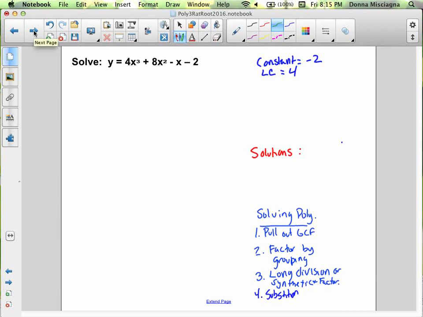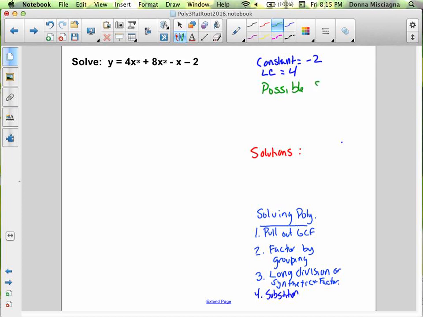All right, so let's look at our choices. I'm going to write down the possible solutions from the rational root test, just because we're practicing that. If you are choosing pulling out a greatest common factor, factor by grouping or substitution, you don't need to write down your possible solutions, but you do for number 3, because otherwise you're just dividing willy-nilly with no plan.